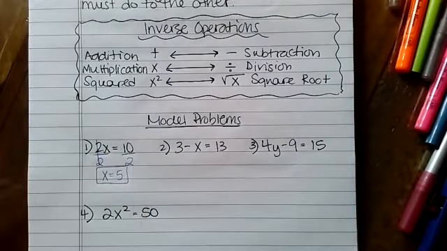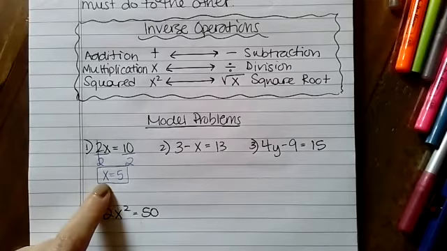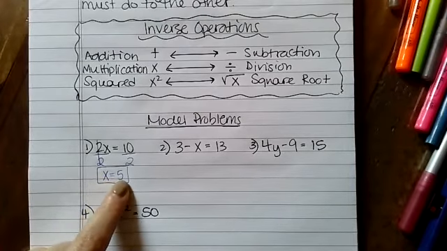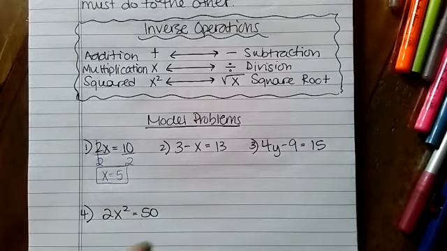Now it's very important that when you're solving, your variable is on the left side because we read this as a statement, x equals 5, okay? Let's go on to the next one.